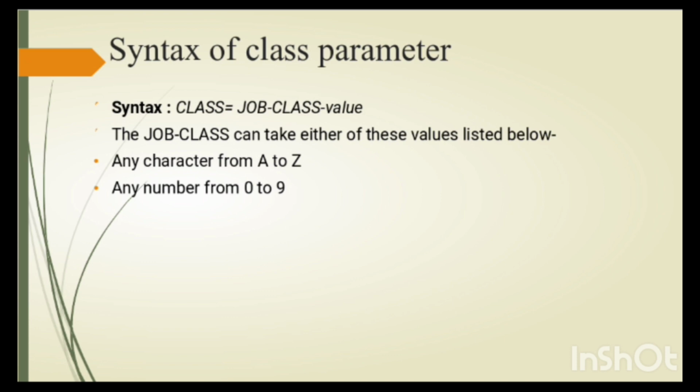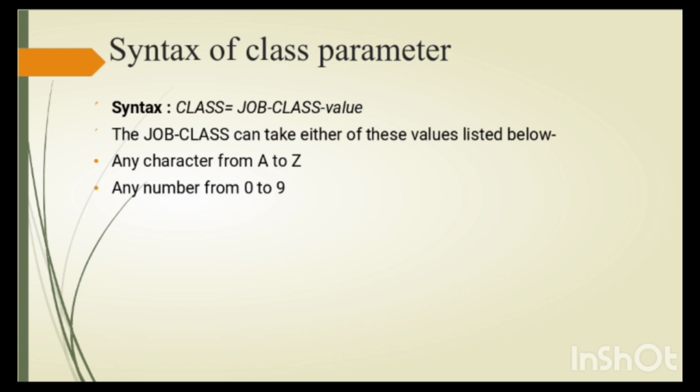After that comma and another keyword parameter. So our syntax of the class parameter is the CLASS keyword, after that an equal to sign and the job class value. The job class can be any character from A to Z and any number from 0 to 9, which means it is an alphanumeric character.